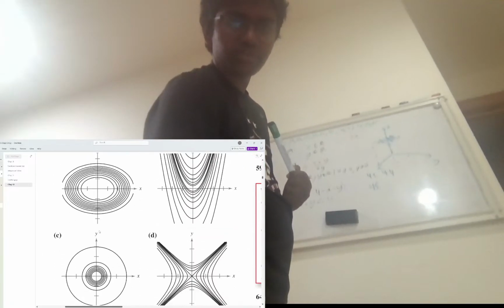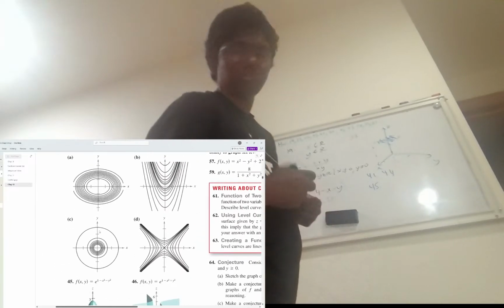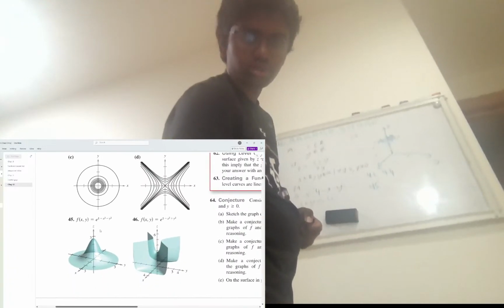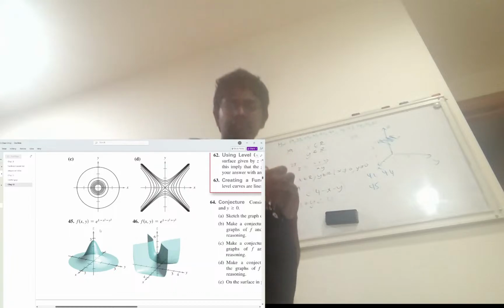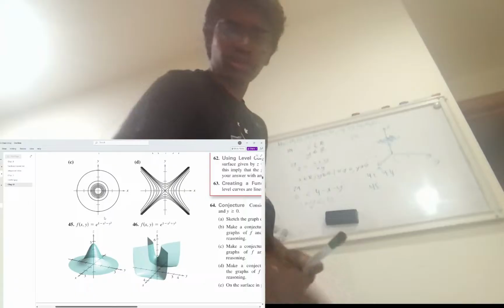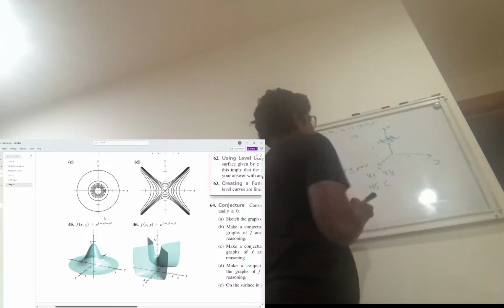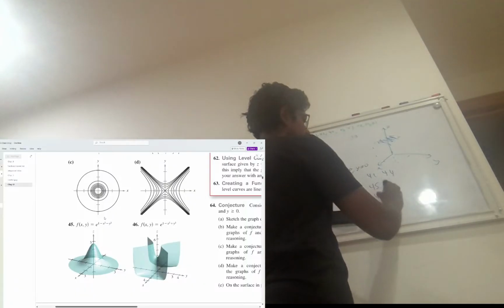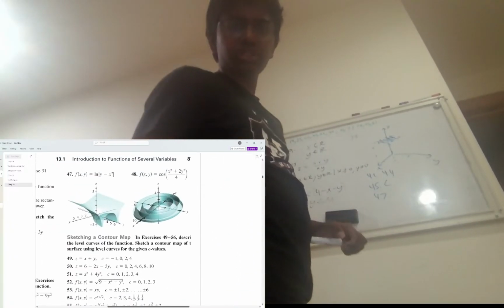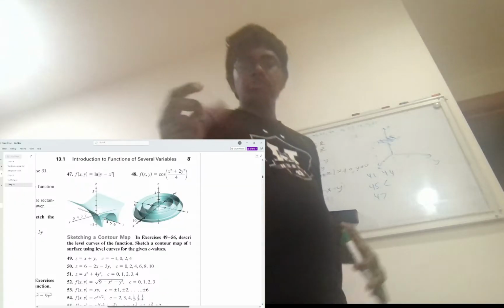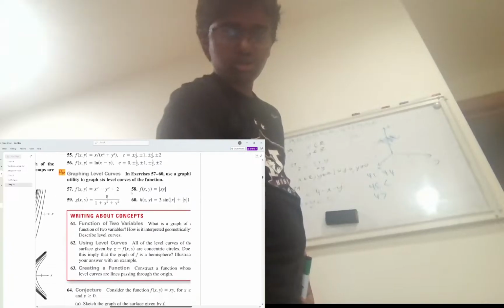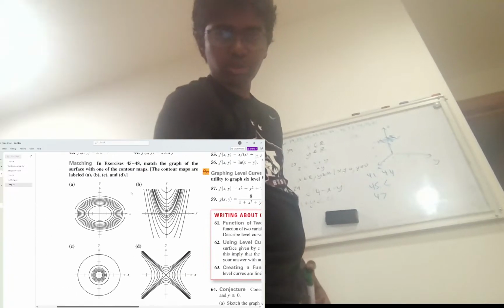Match the graph of the surface with one of the contour maps. So the function is here. Oh wait, easy. It just has to be C. Only option that even makes remotely close sense. So 47. You just look at the contour map. As x, y changes, there should be a lot of values at 2 major points, which is here and here.